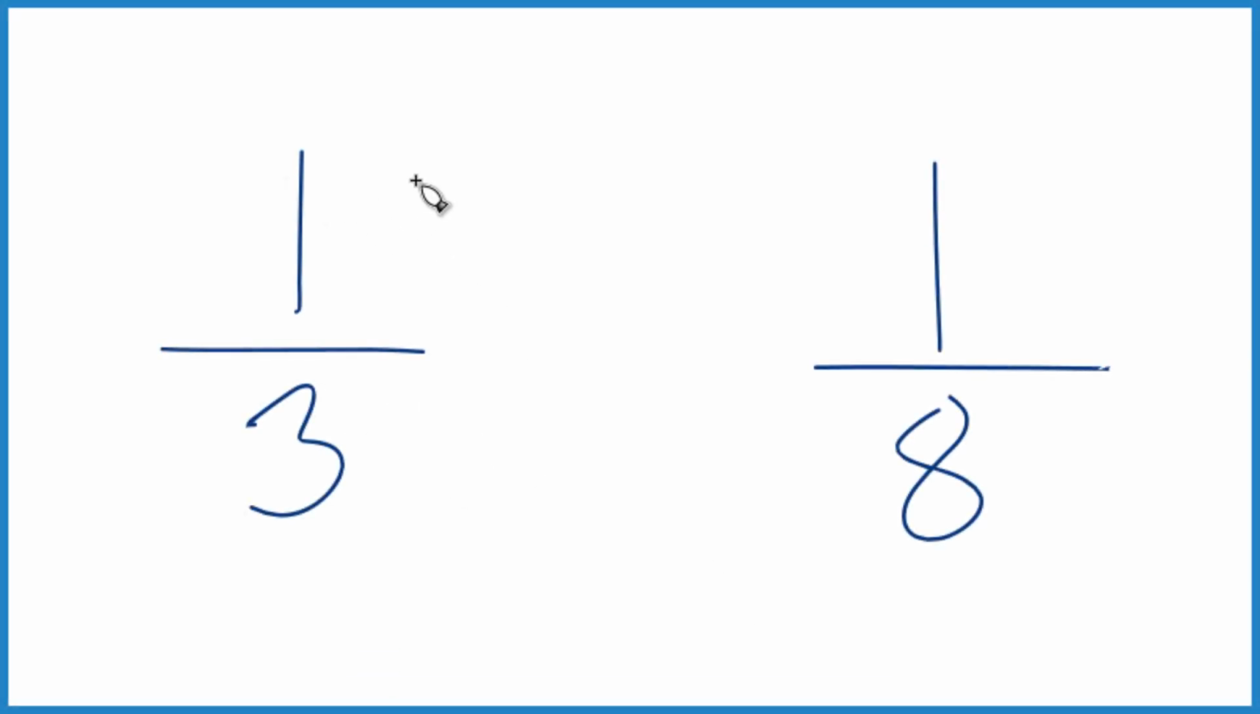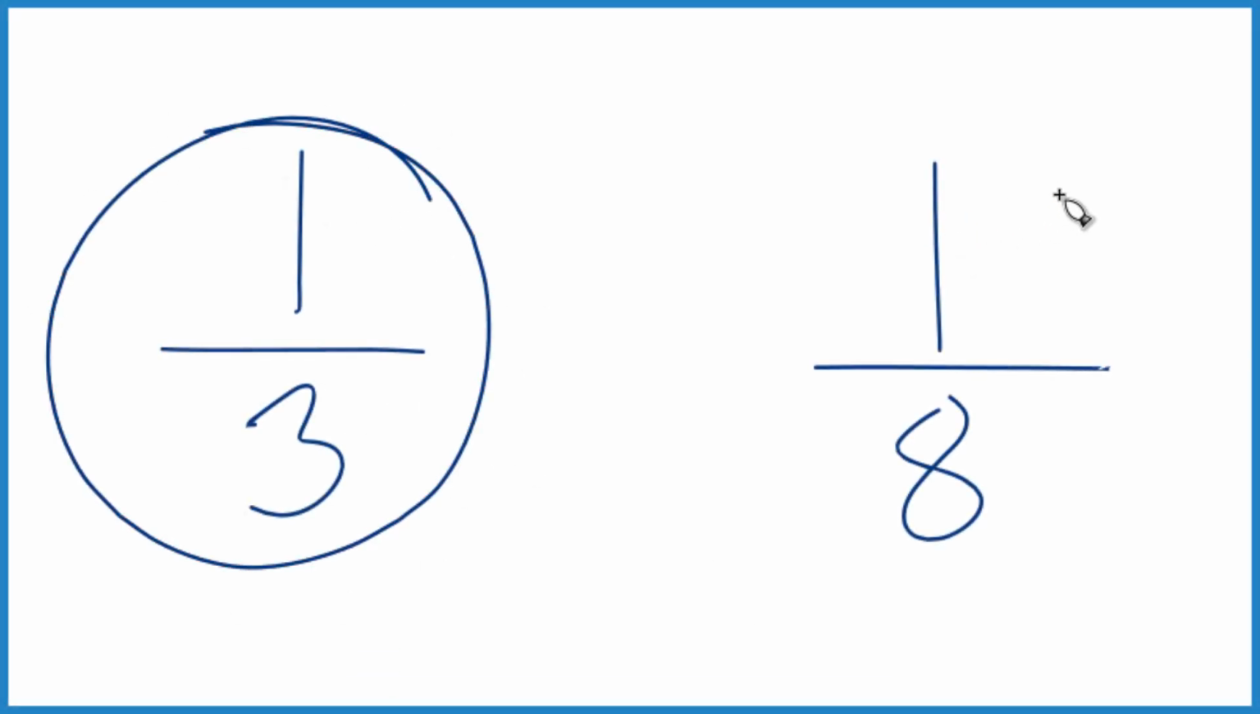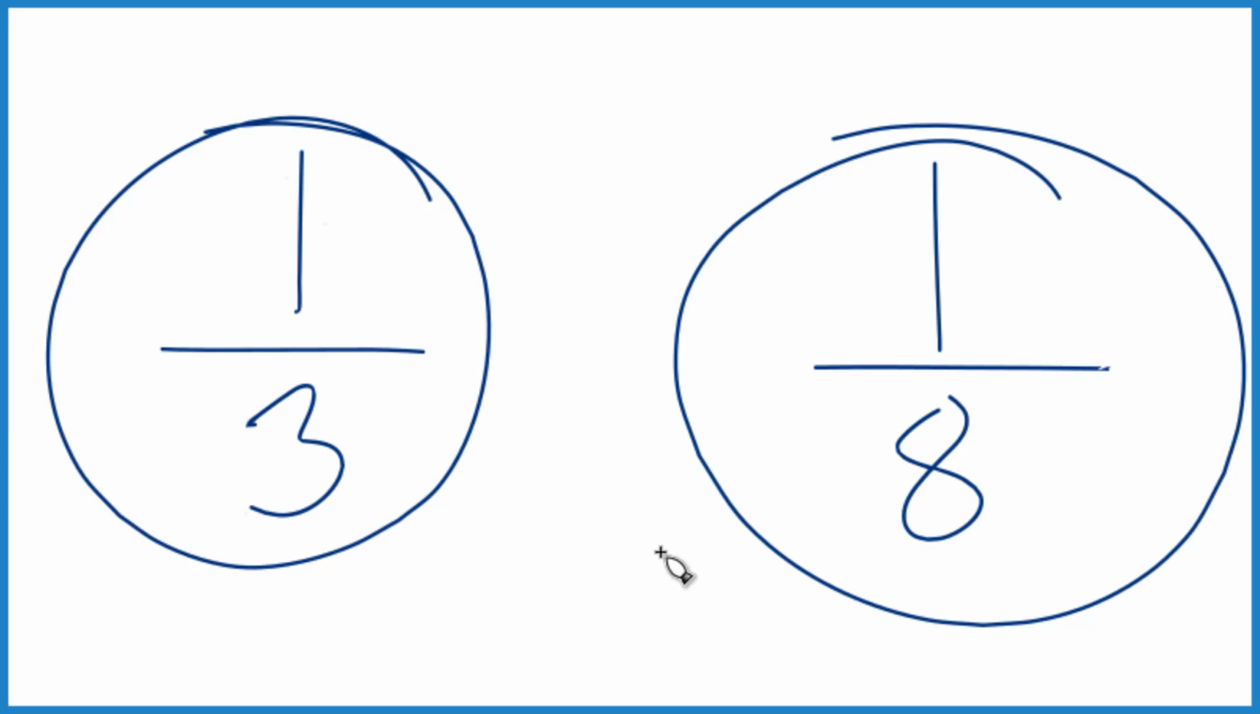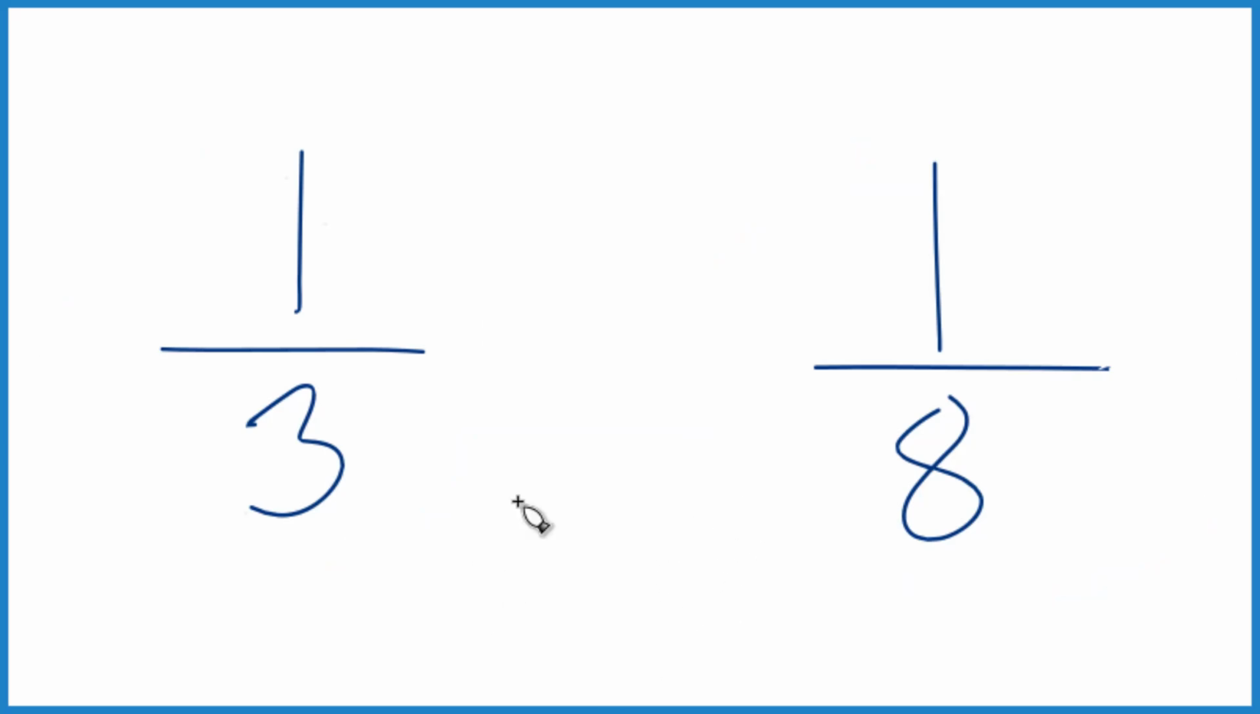So we want to find the fraction that's exactly halfway between 1/3 and 1/8. It's a little bit of work here, but it's manageable. So there's two ways you could do it. You could add 1/3 plus 1/8, then divide by 2, and that would give you the midpoint between 1/3 and 1/8. The way I like to do it is to get the denominators to be the same, and then I'll compare the numerators. Seems just a little easier for me.